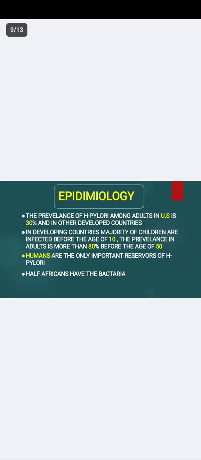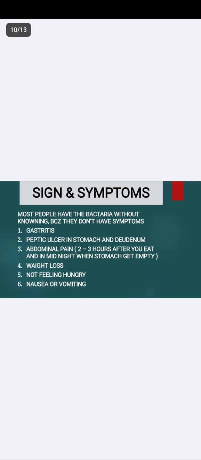Humans are the only important reservoir of H. pylori. It means that इंसान H. pylori के very important reservoir हैं. It means that it can exist in a human body and multiply and grow. Half of Africans have the bacteria. It means that Africans have the bacteria also.